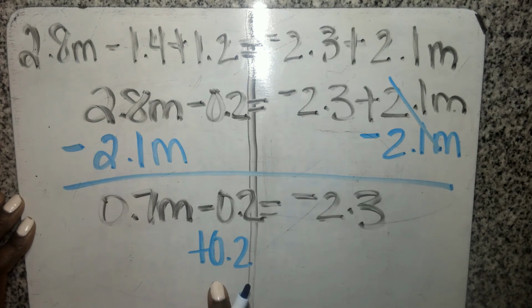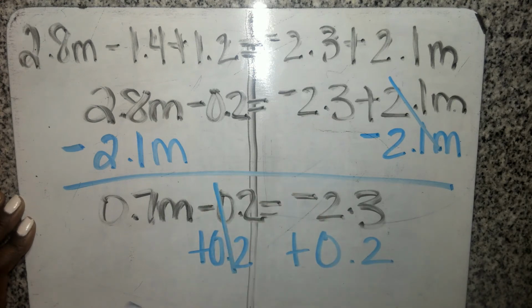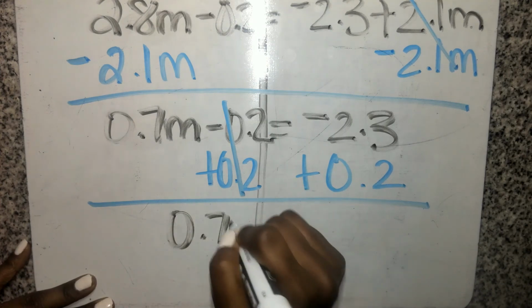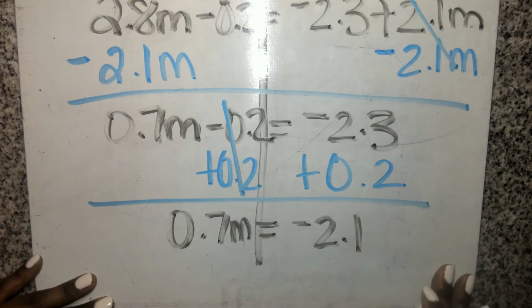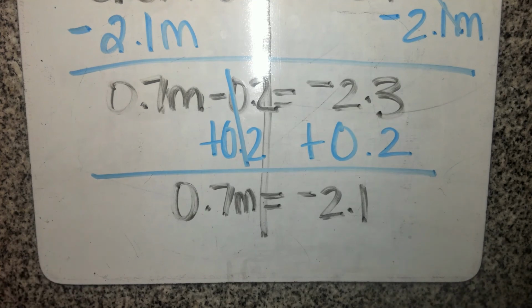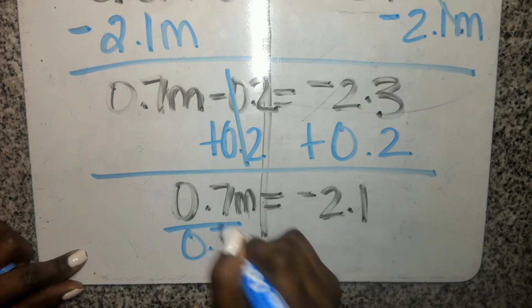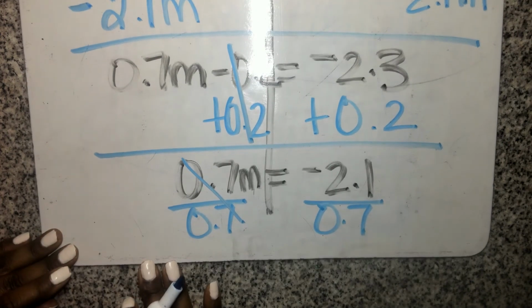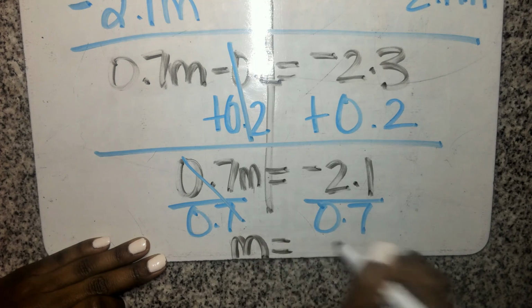So I added 0.2 here, and I'm also going to add 0.2 here. So these cancel out, and what we have left is 0.7m equals negative 2.1. So lastly, we're going to cancel out the 0.7 by dividing. Do it on the other side. And what we have left is m equals negative 3.